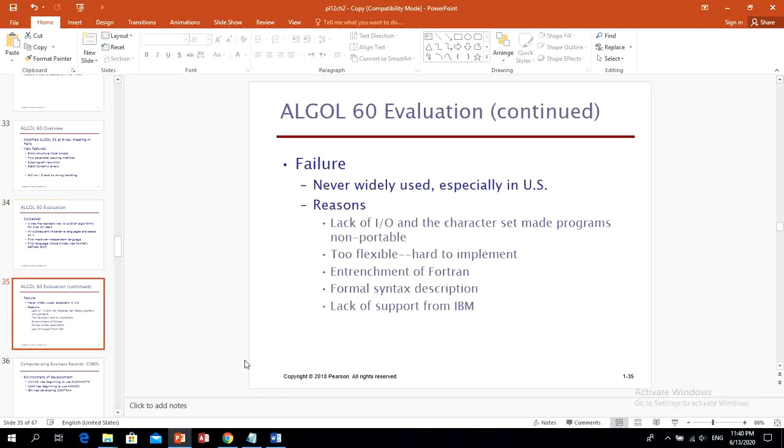But there are some drawbacks of this language, what we call failures. It was never widely used, especially in the United States. What are the reasons? The reasons are the lack of input and output statements, and also the character set. It made programs non-portable.